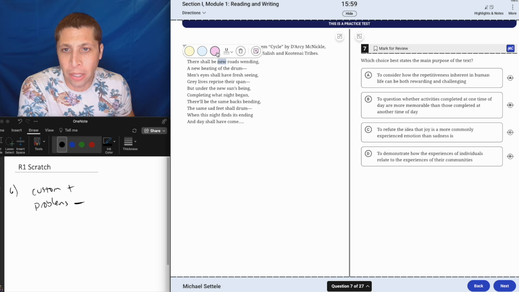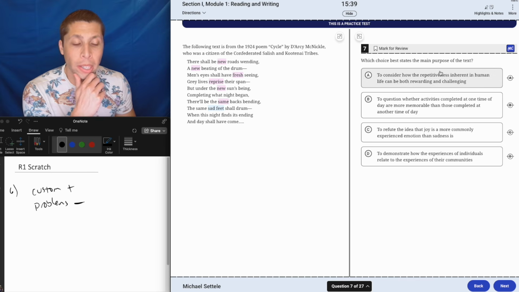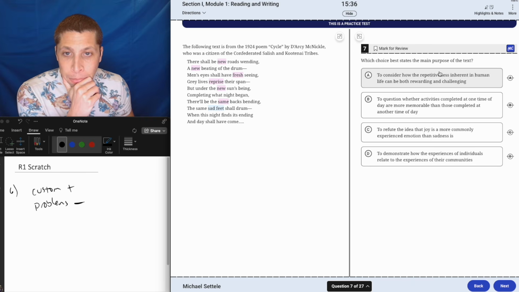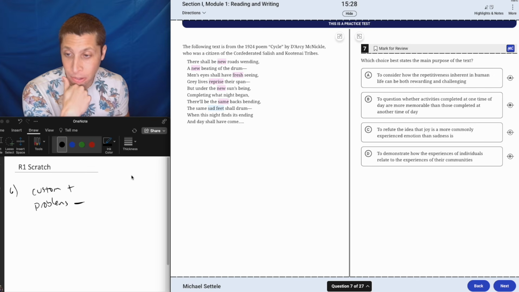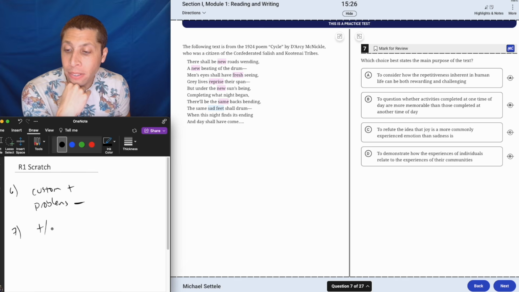So look at it, there's main ideas, repeated ideas, right? New, fresh, reprise means to do something again, new, right? Same. Now it gets kind of sad here, right? Sad feet. Okay. To consider how the repetitiveness inherent in human life can be both rewarding and challenging. Fresh seeing seems positive. Challenging, sad feet shall drum. Maybe it's got a mix of positive and negative, right? So my dumb summary here is that I guess there's a bit of positive and negative. So A kind of hits that.